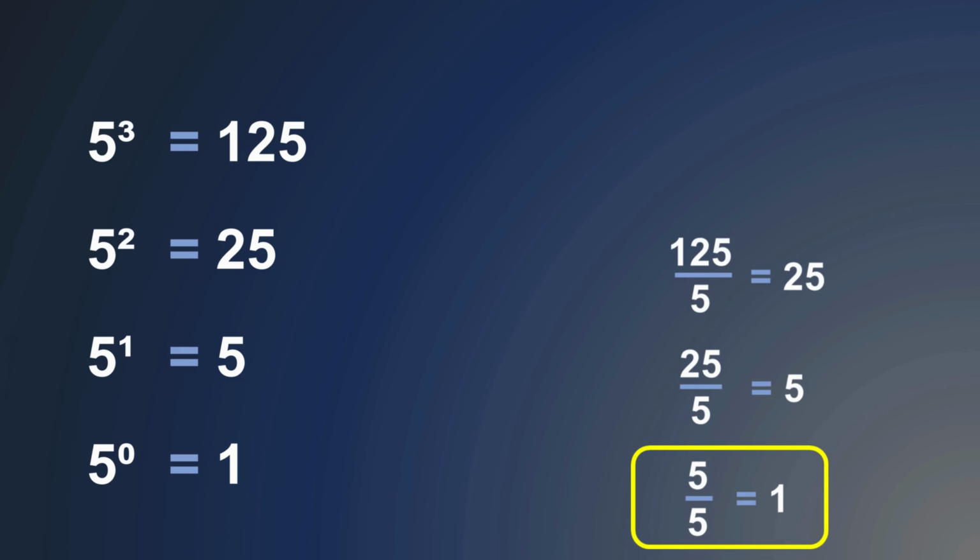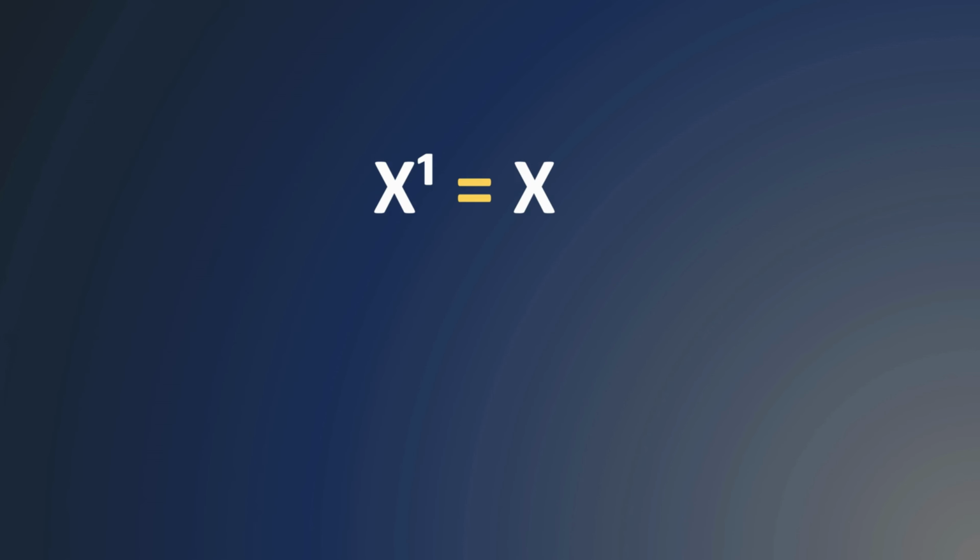Easy, right? To sum it up, x to the power 1 is x and x to the power 0 is 1. These two laws might seem simple, but they're the building blocks for everything else we're going to talk about today. Therefore, make sure you've got these down before we move on.